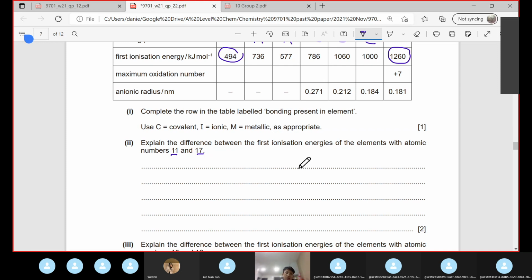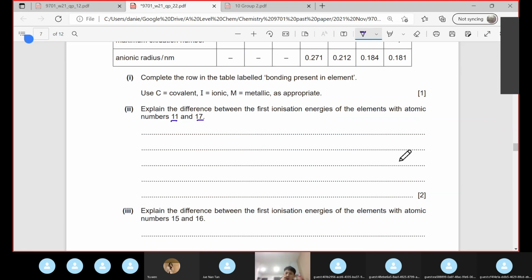Although here it is 2 marks, the marking scheme shows 3 points. With all these 3 points, you are given 2 marks. 2 points, 1 mark. If you only have 1 point, no mark.